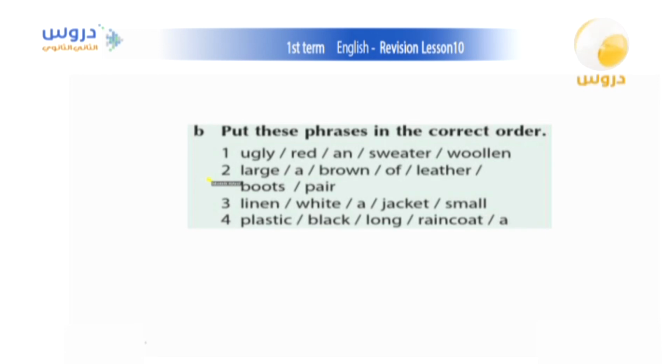Now, number 3, linen, white, a jacket, small. Yes, and the quick Darfur said it's a small white linen jacket. That's right. Size, color, material, noun. Also Ghalia: a small white linen jacket. That's very easy. Yes, a small white linen jacket. All right. 4, a plastic black long raincoat.